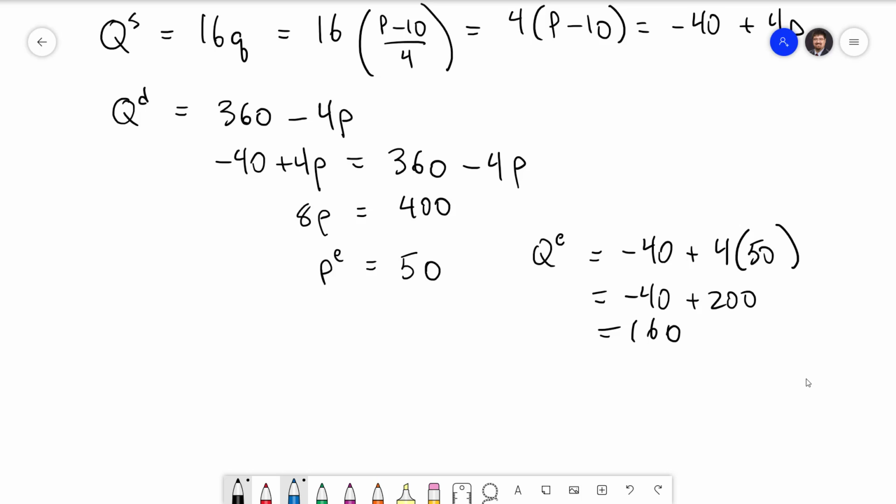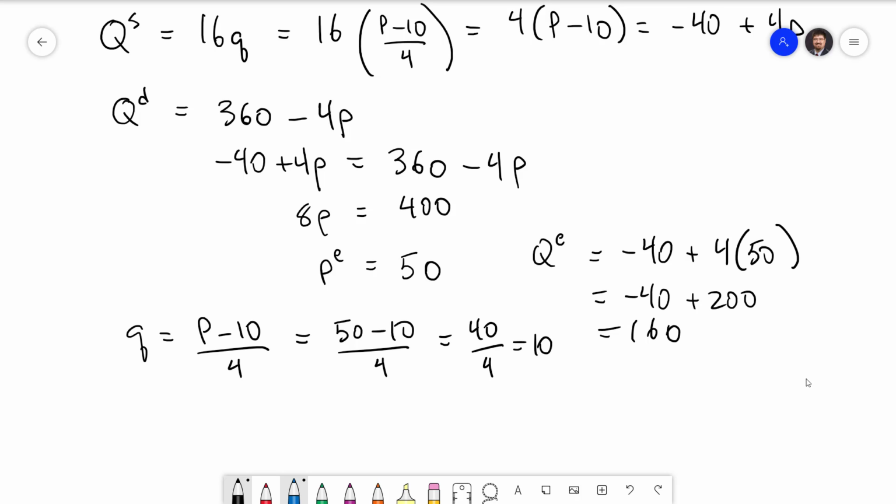There are two ways to go about figuring out what each individual firm is doing. Remember that each firm will produce (P minus 10) divided by 4 output. So if we plug in the price of 50, we get 50 minus 10 over 4, which is 40 over 4, 10. Alternatively, our market quantity is 160. We have 16 firms, so it has to be the case that each one will produce 10.